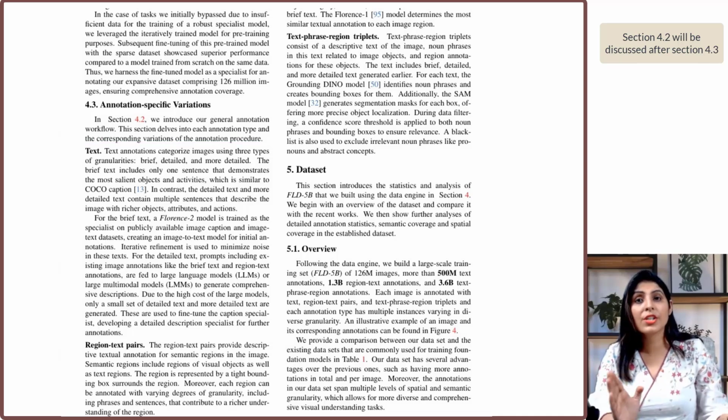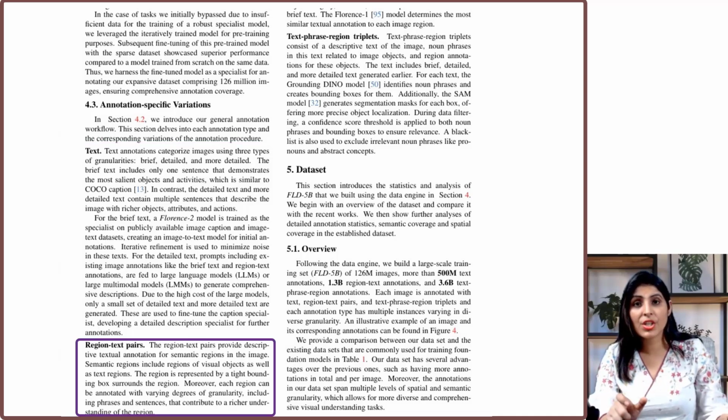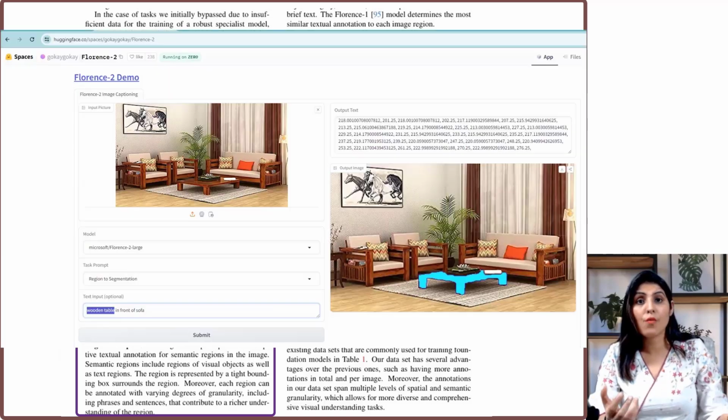Second one is region text pair. Region text pairs provide a textual description for a specific region within the image. These regions can include both visual objects and text within the image. For example, a wooden coffee table in front of the sofa. So here you can again see the same example: a wooden coffee table in front of the sofa. This is the text and this is the image.